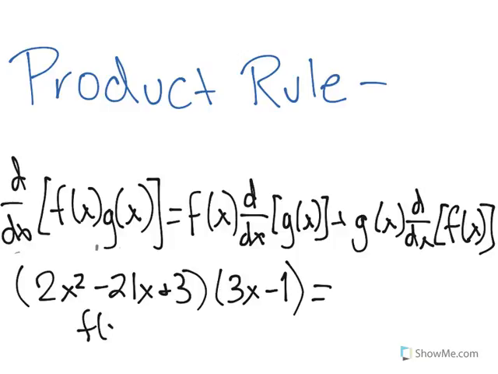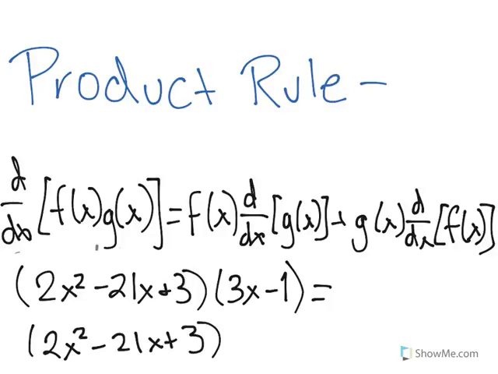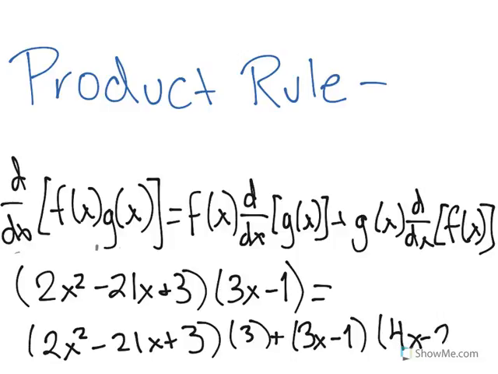So let's call this first one f of x and the second one g of x. So we have 2x squared minus 21x plus 3 as f of x, and then we're multiplying that to g of x, which we define to be 3x minus 1. And so first we have 2x squared minus 21x plus 3 times the derivative of g of x. So the derivative of 3x minus 1 is just 3. And so we multiply this by 3, and then we add it to 3x minus 1 times the derivative of f of x, which turns out to be 4x minus 21.